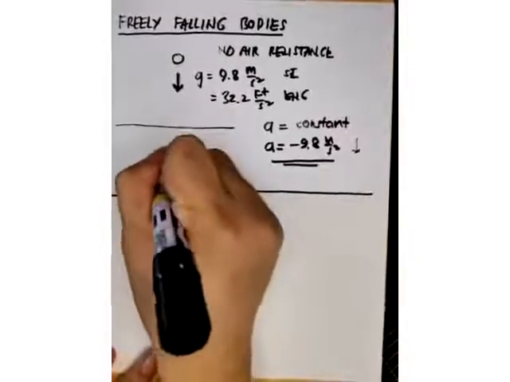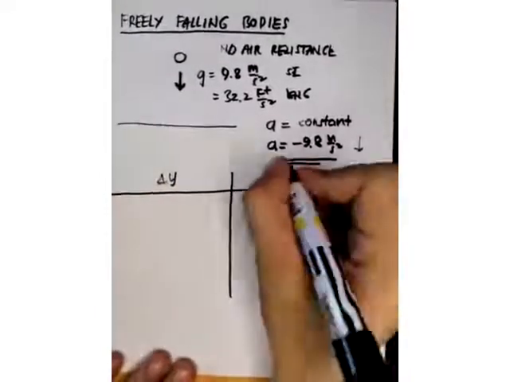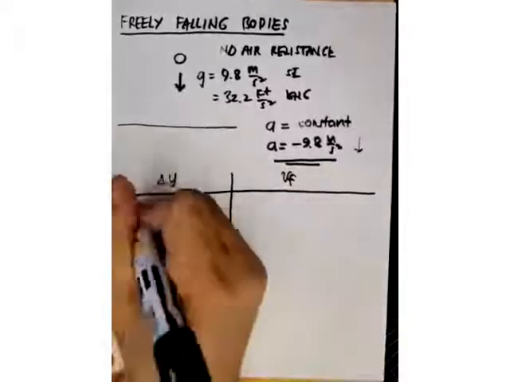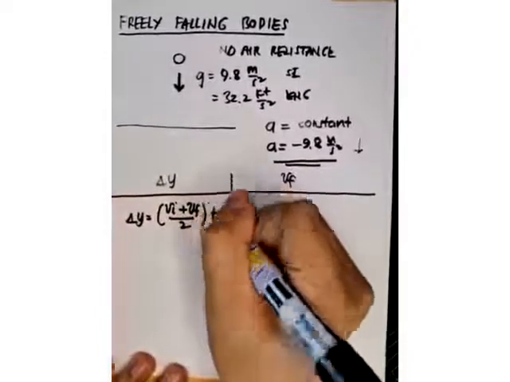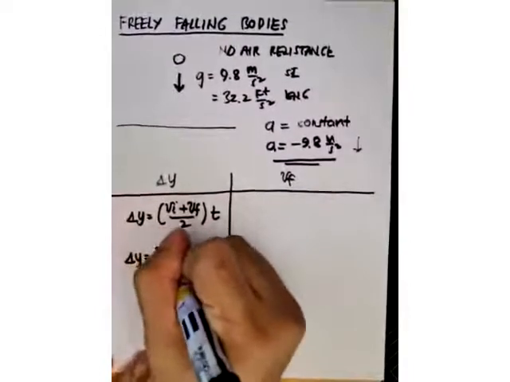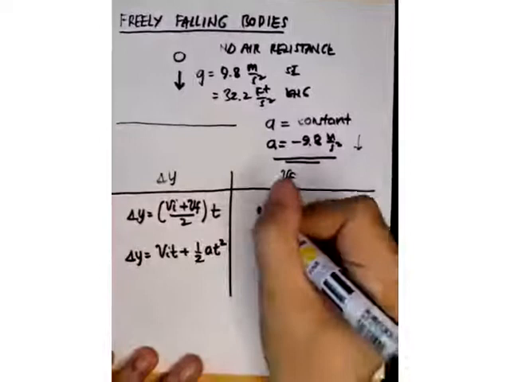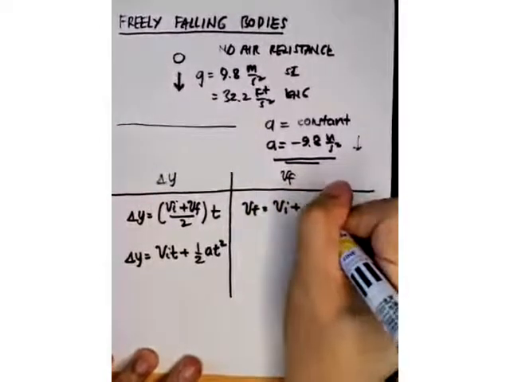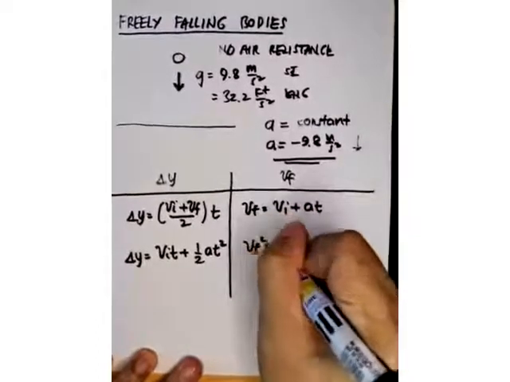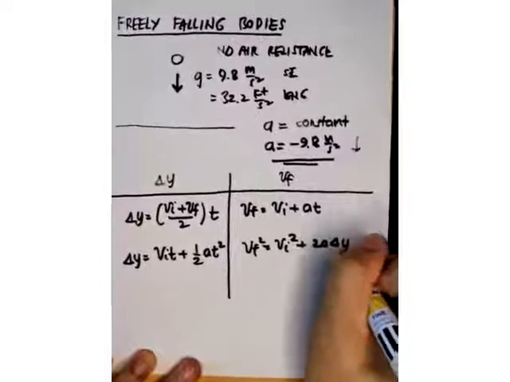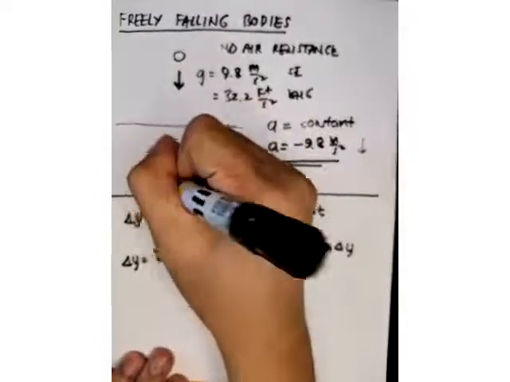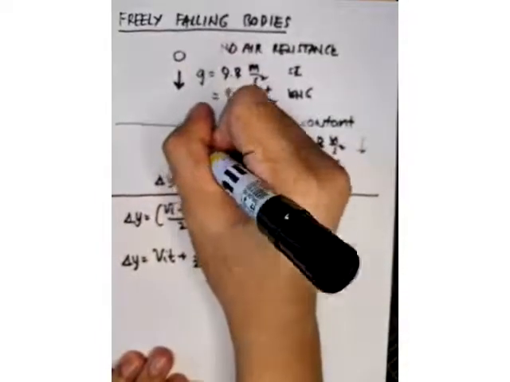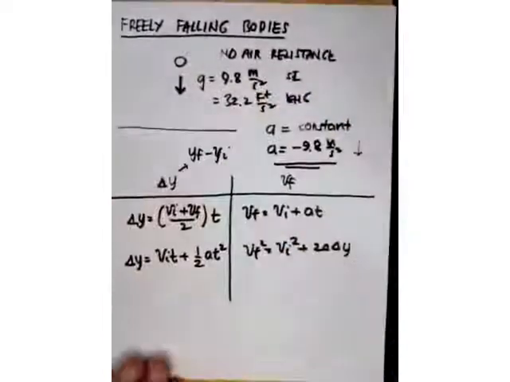Instead of delta X, we use delta Y. Our final stays the same. So the formulas are: delta Y is (V initial plus V final) over 2 times t. Delta Y is V initial t plus 1/2 a t squared. V final is V initial plus a t. And V final squared is equal to V initial squared plus 2 a delta Y. All the delta X were just replaced with delta Y because we are no longer in horizontal motion. We are now vertical, and that delta Y is still a displacement whose value is Y final minus Y initial.